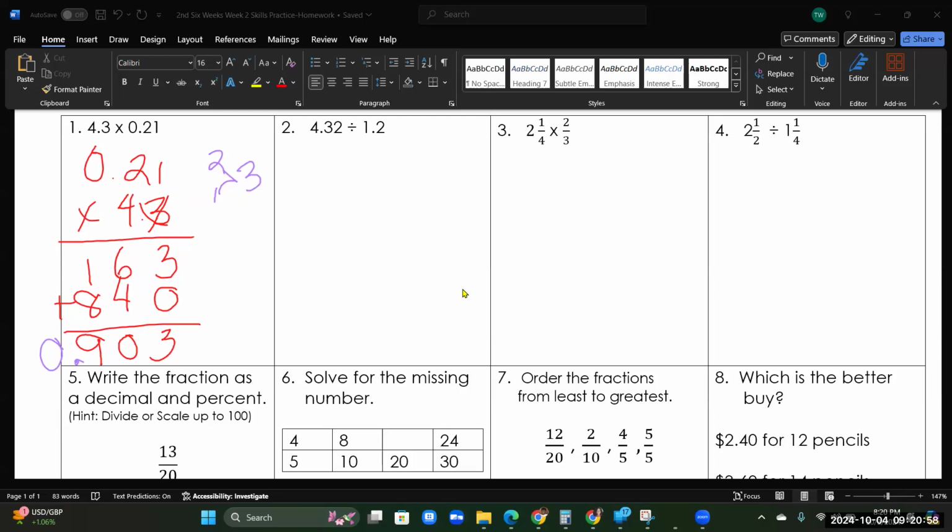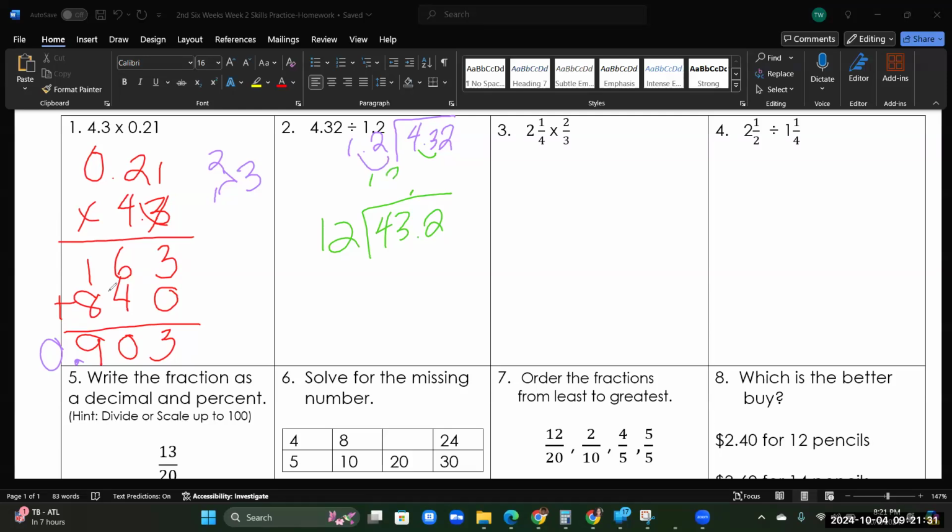All right, number 2, 4.32 divided by 1.2. To divide decimals, you have to remember that you've got to get a whole number in your divisor on the outside. And if we make the outside a whole number, then do the same on the inside. So move one place on the outside, move one place on the inside. So now we have 43.2 that is going to be divided by 12. You can go ahead and move your decimal up.